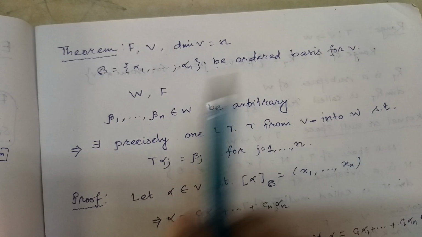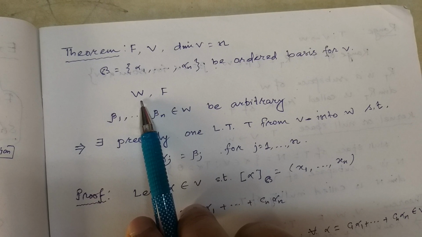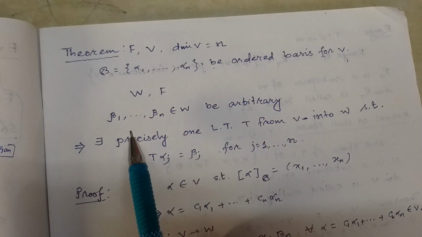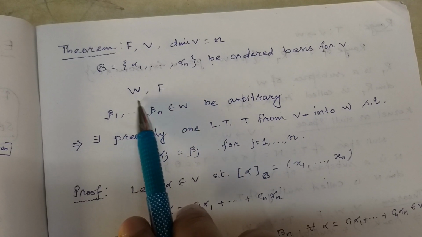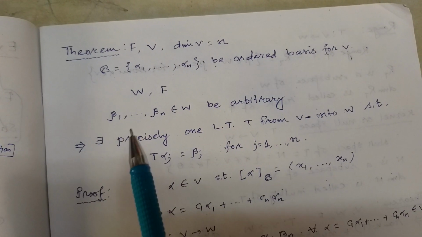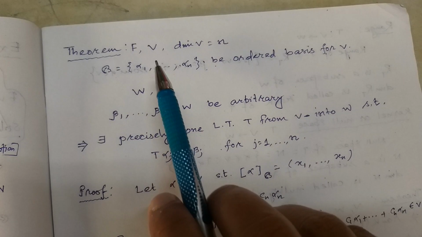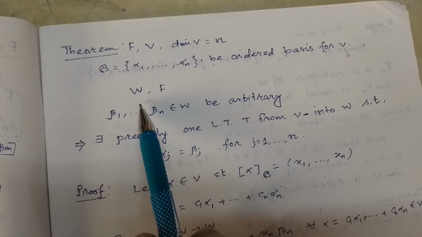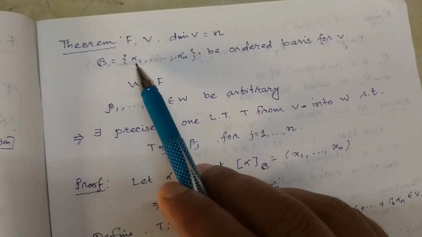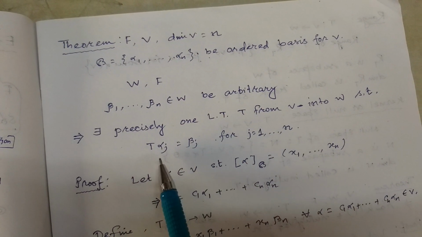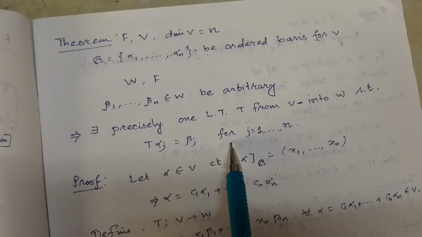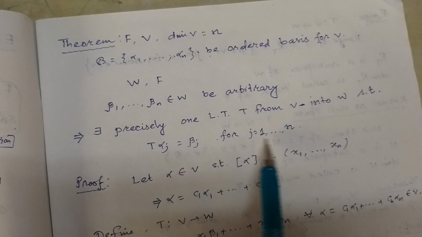Suppose W is another vector space over the same field F, and beta 1, beta 2, beta n are some arbitrary vectors in W. Then the conclusion is that we must get a transformation from V to W such that this transformation takes alpha j to beta j, T of alpha j equal to beta j for all j equal to 1 to n, and this transformation is unique.